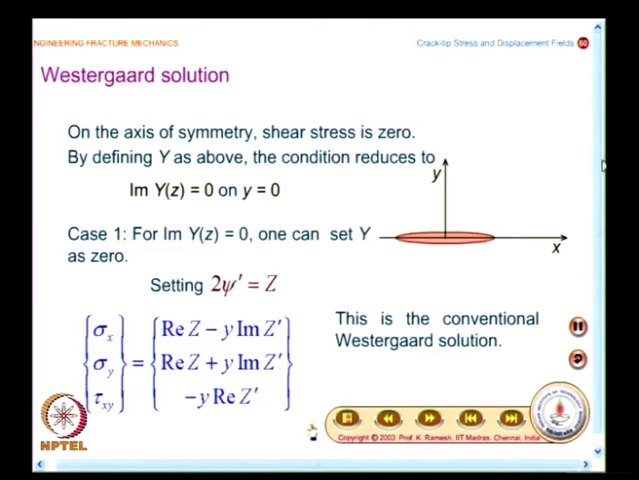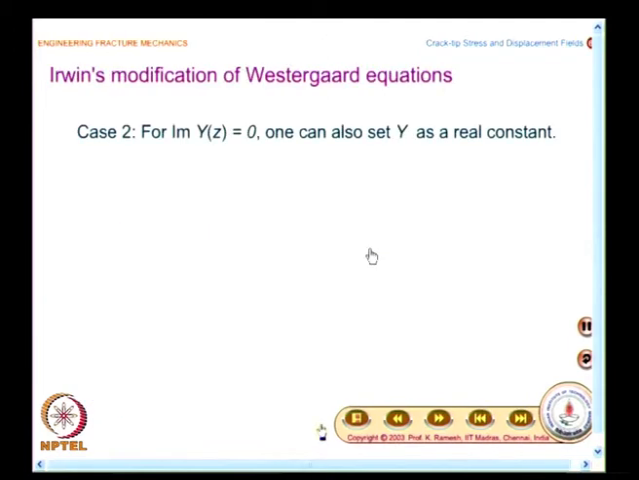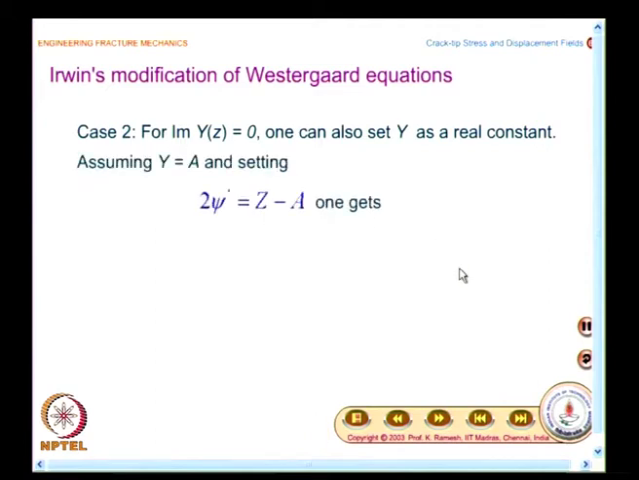This is straightforward. You are setting Y as 0, and how do you get Irwin's modification? We finally want imaginary part of Y z equal to 0. One can also set Y as a real constant. When you say Y as a real constant, its imaginary part is 0. So the condition tau xy equal to 0 is still satisfiable by taking Y appropriately. This kind of a luxury we did not have.